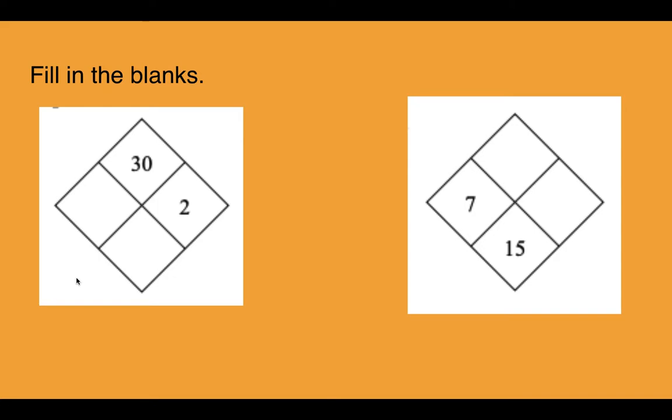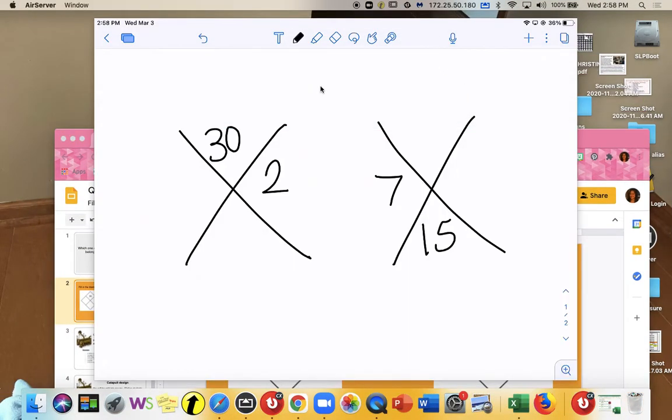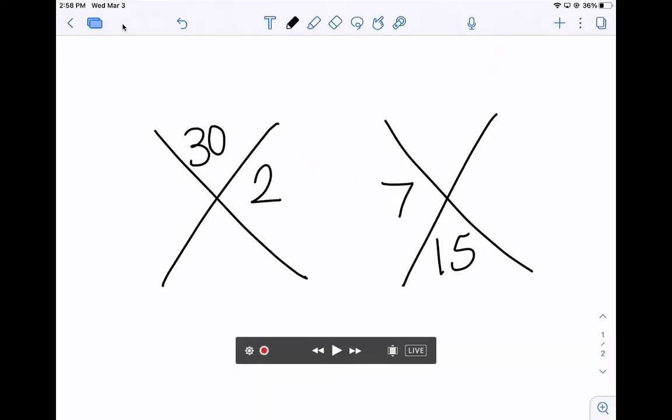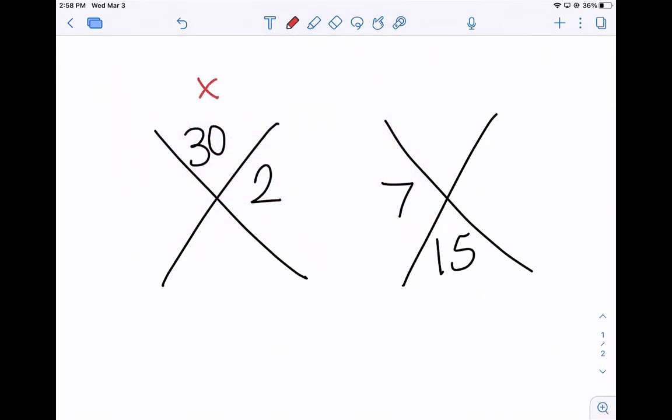We'll do a review problem. So these are called diamond problems, and we talked about patterns that we noticed yesterday in solving. You might see diamond problems also written as X's. So here's what mine look like when I put them as X's. And if you remember the pattern for a diamond problem, if you have the two side numbers and you multiply them, you get the top number. And if you have the two side numbers and you add them, you get the bottom.